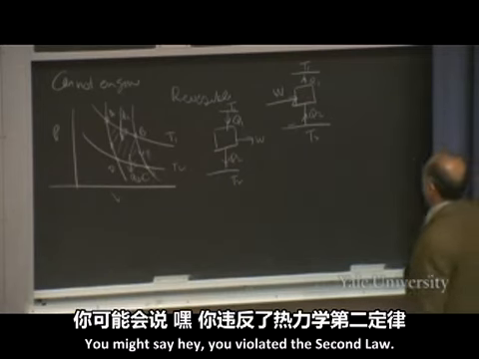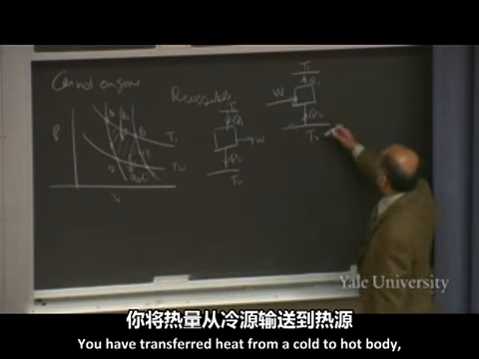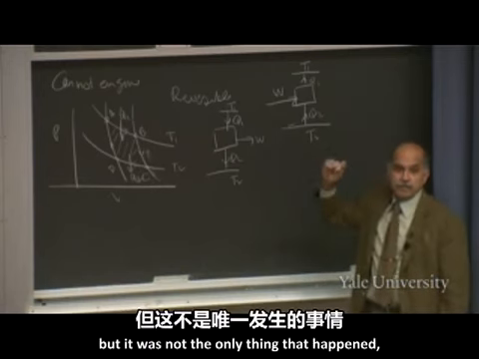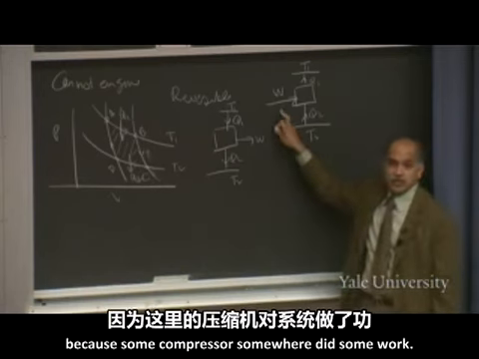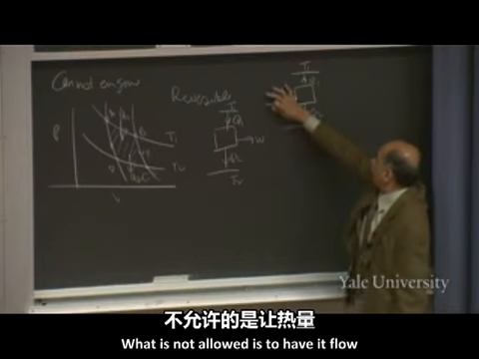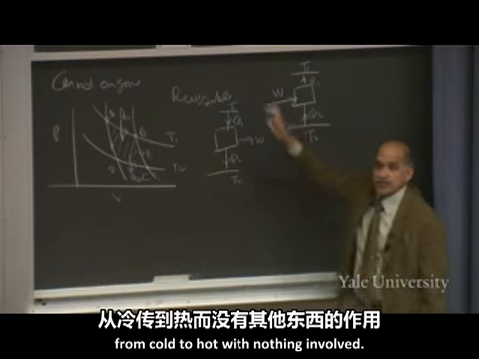You might say, hey, you violated the second law. You have transferred heat from a cold to a hot body. But it was not the only thing that happened, because some compressor somewhere did some work. That's certainly allowed. What is not allowed is to have it flow from cold to hot with nothing involved.